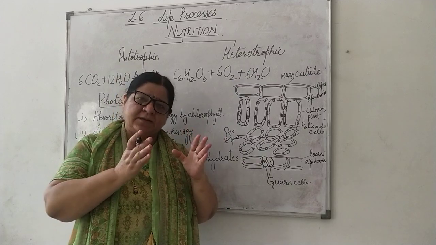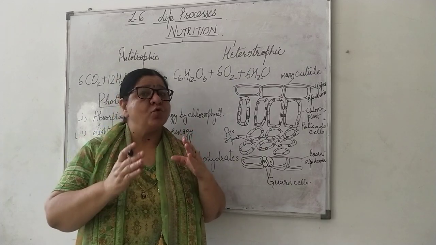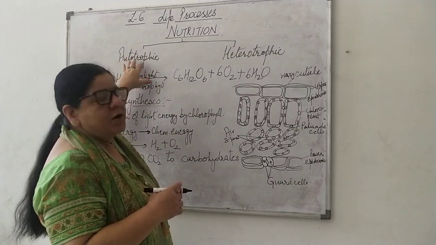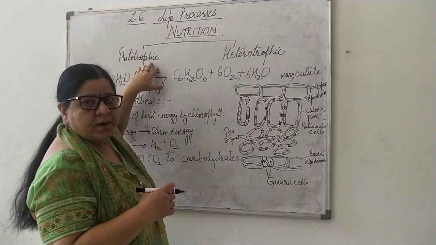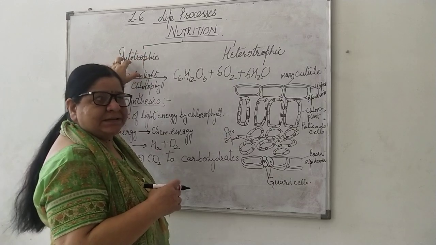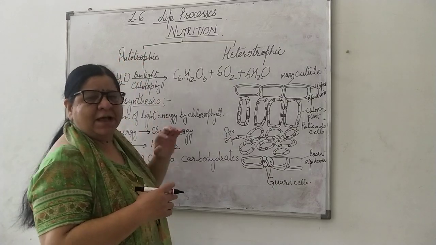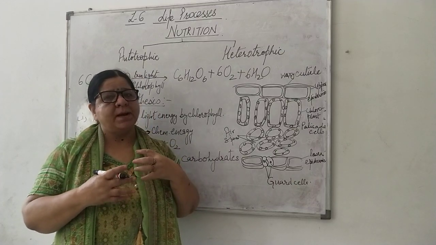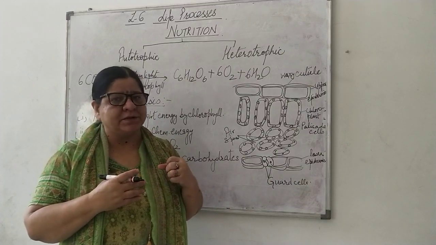Autotrophic, that means in which the food is prepared by themselves. Auto means self, trophic means food, right? So this is done by the plants. As you all know, plants prepare their own food during the process of photosynthesis.